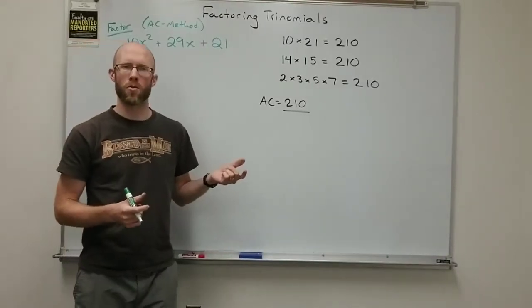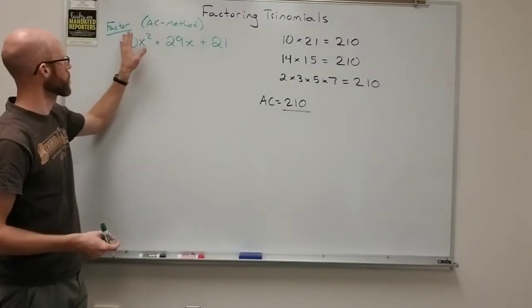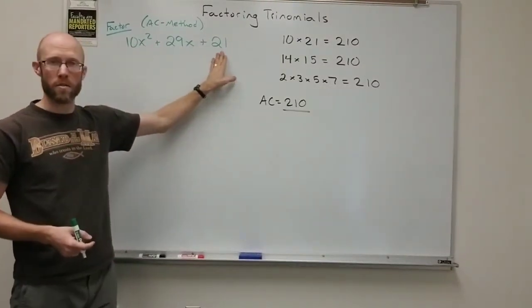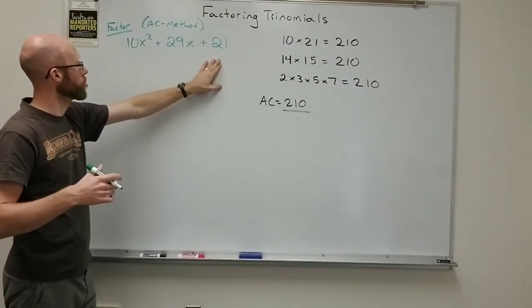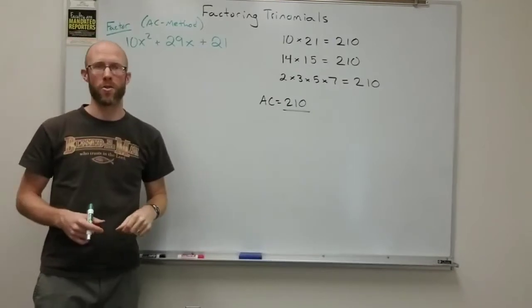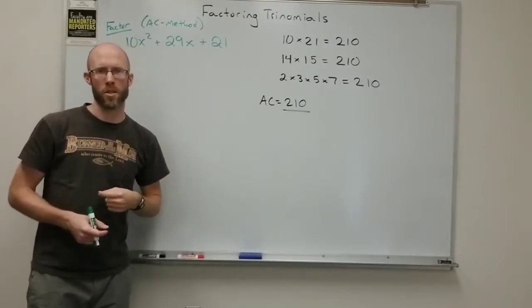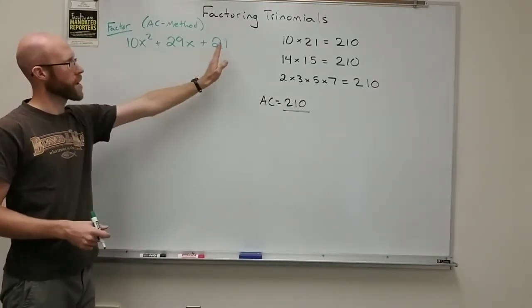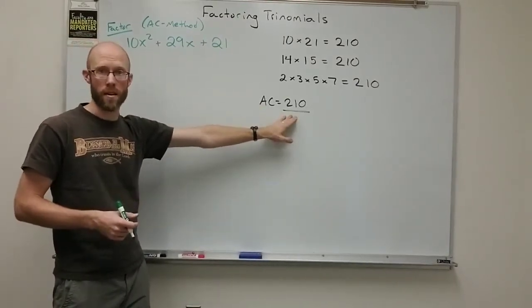So now I'm going to go through and reverse the process, okay? So we're going to go ahead and factor this polynomial, this trinomial. We're going to factor it using what we call the AC method. So we're basically reversing the process for multiplication. So the AC method says you multiply the A and the C together. We now know that that answer is 210, okay?